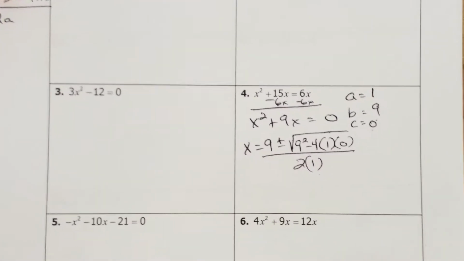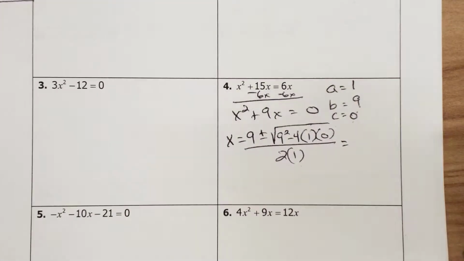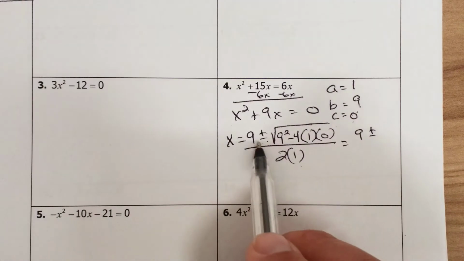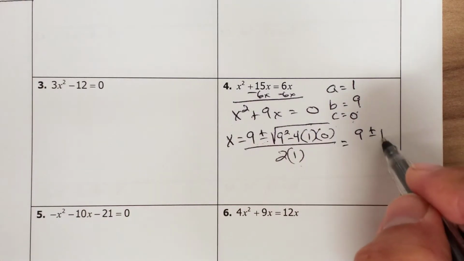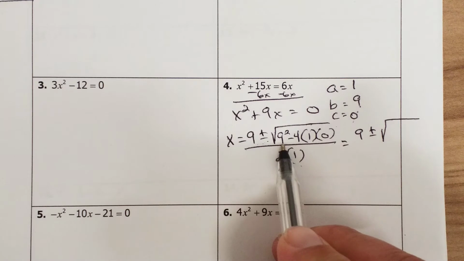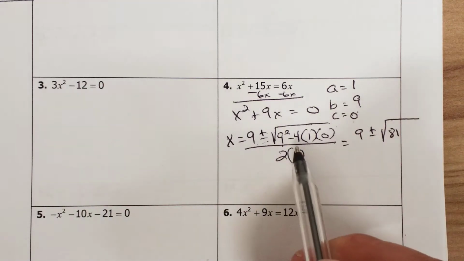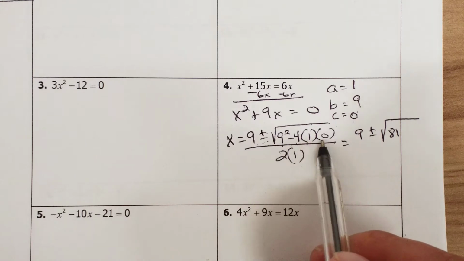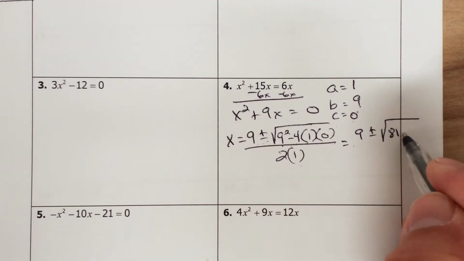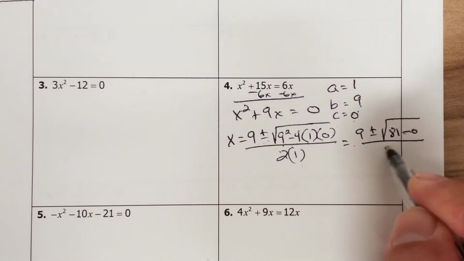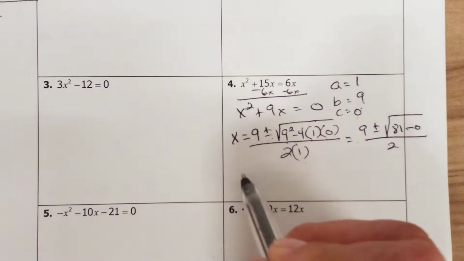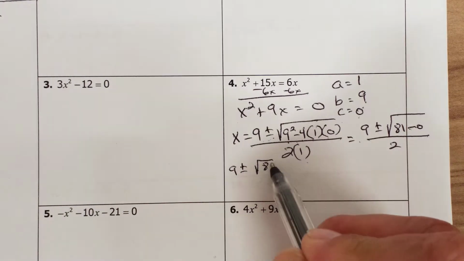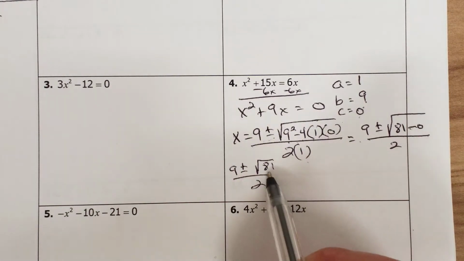So you got to memorize the formula. And then you just let your calculator do the work. So this is 9, just carry along the plus or minus, 9 plus or minus the square root. 9 squared is 81. Minus 4 times 1, negative 4 times 1 is negative 4 times 0 is 0. So that's just 81 because it's 81 minus 0 over 2. So you have 9 plus or minus the square root of 81 minus 0 is just 81 over 2. Now I'm ready to take the square root.